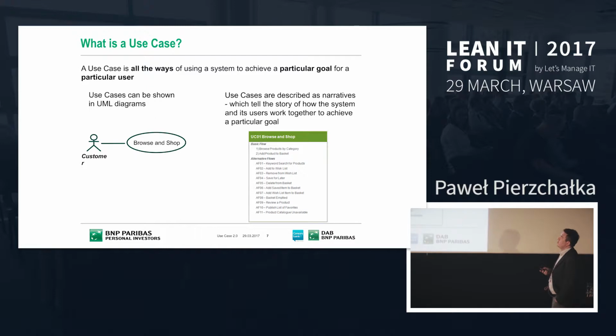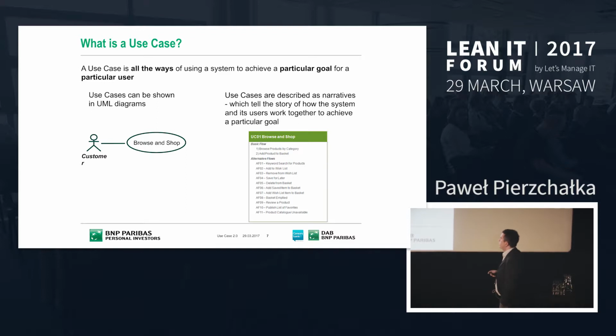So the use case describes all the ways of using the system to achieve a particular goal of a particular user. You see here that the customer focus, the user focus, is very strong. Many of you know this representation of the use case from the UML diagrams. You have an actor and the goal of the actor. The customer is the actor, and what the customer wants to do is browse and shop.